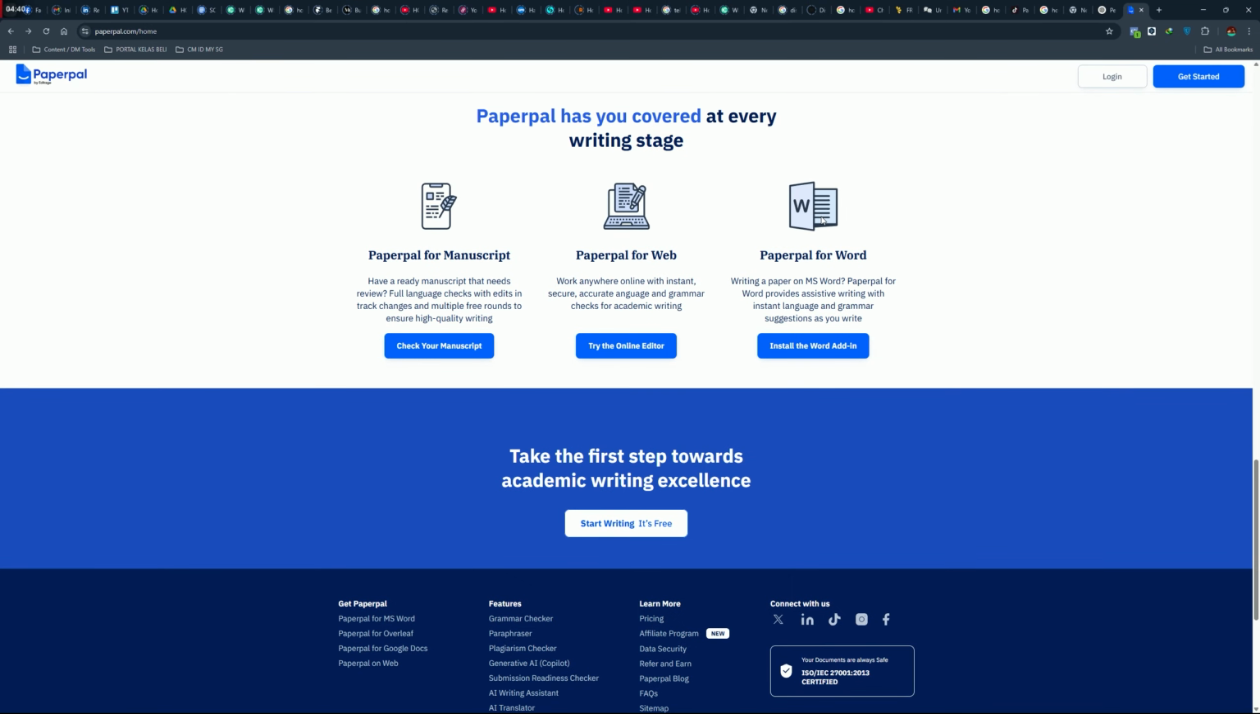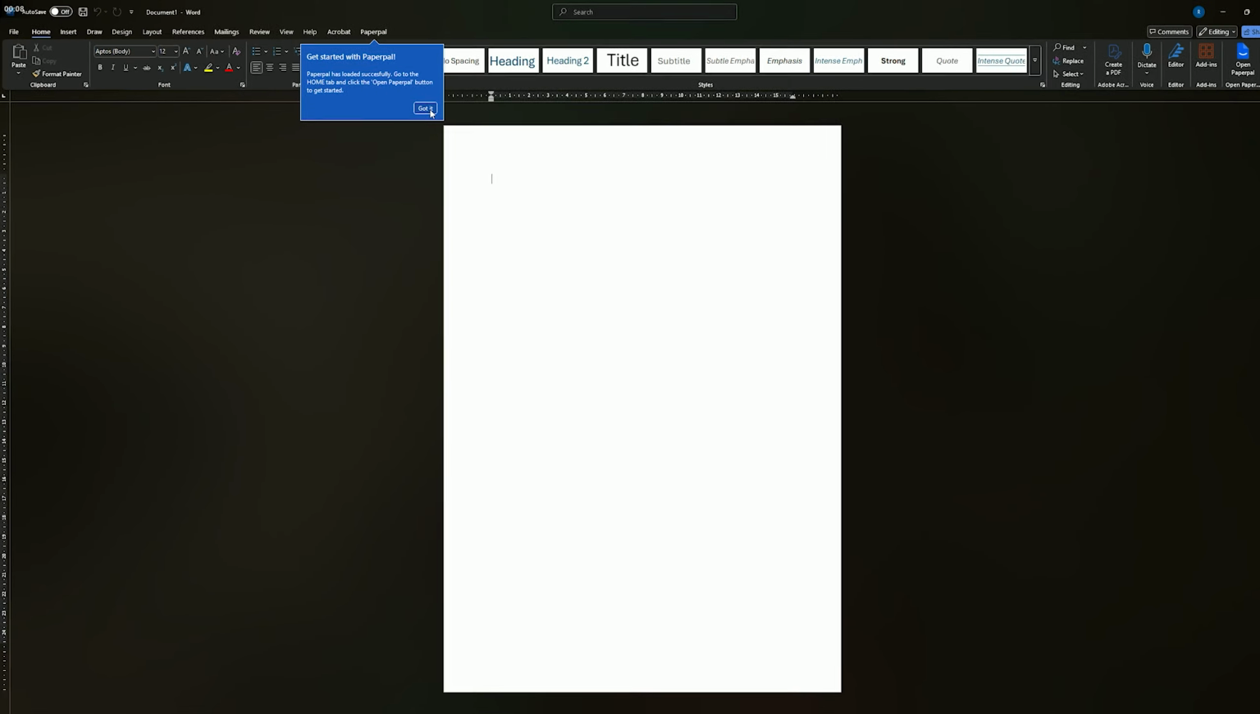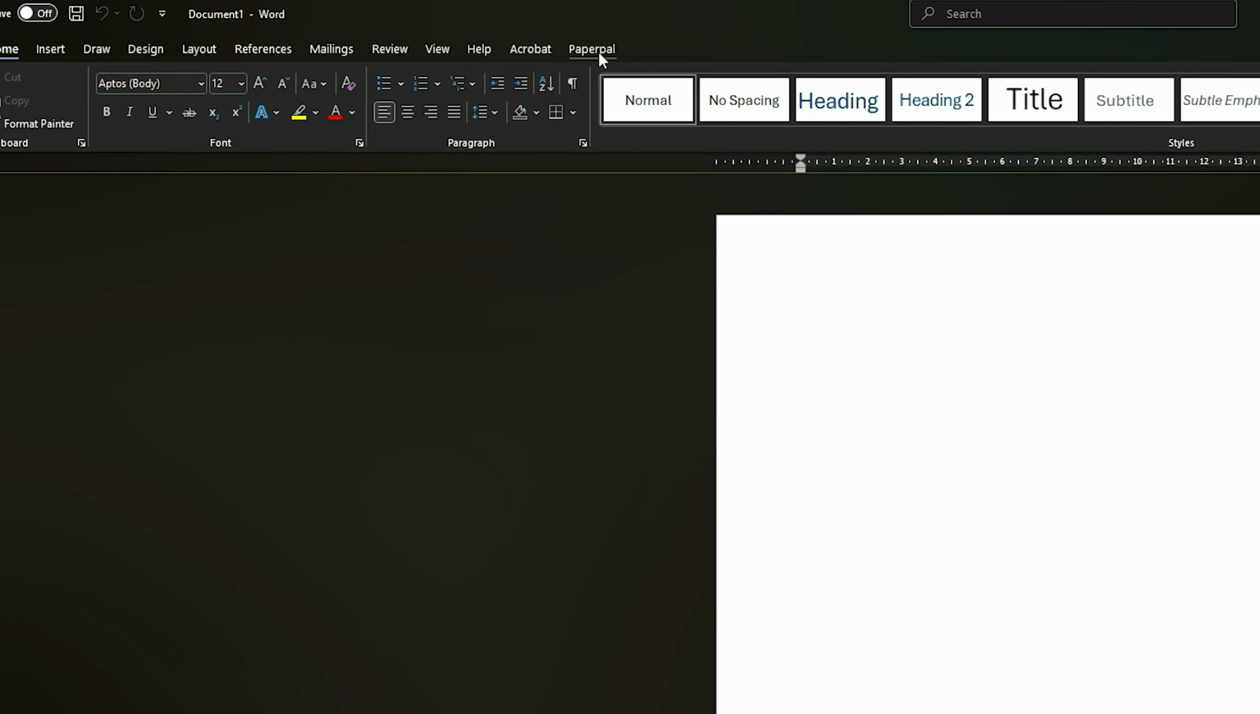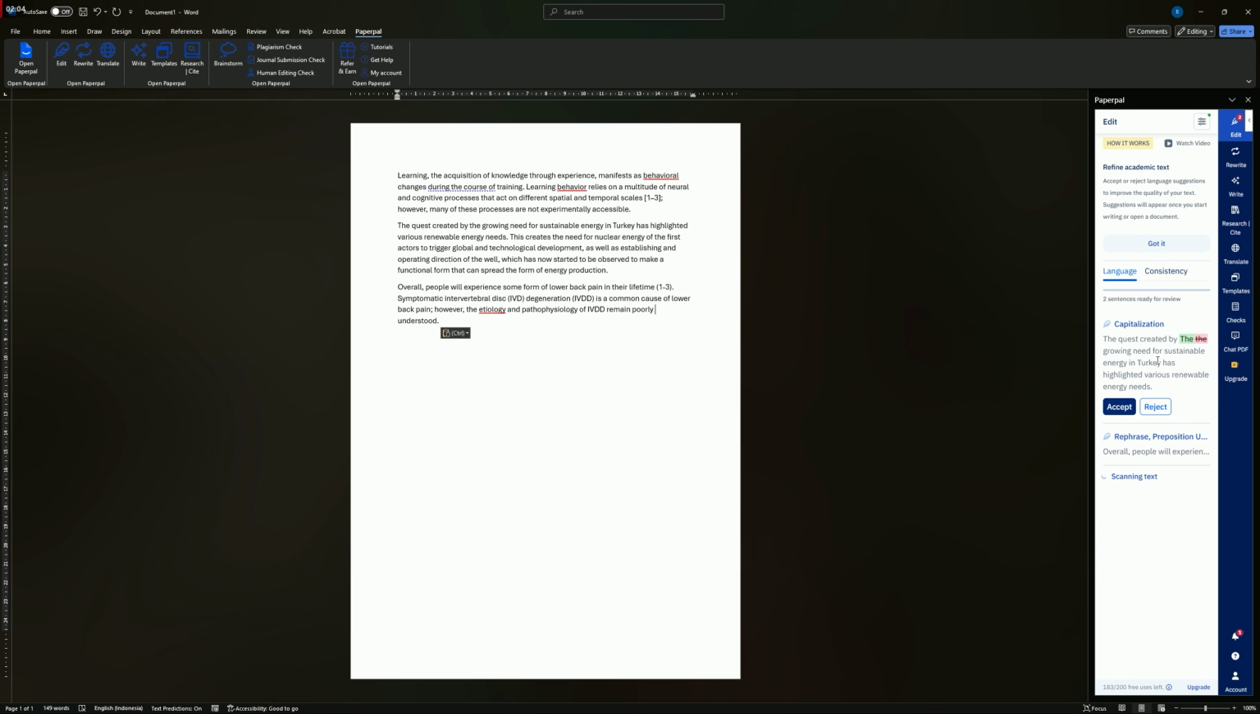And the last one is Paperpal for Word, which is integrated into your Office Word as a plugin and can directly check your writing right away. It is completely free for your daily task.